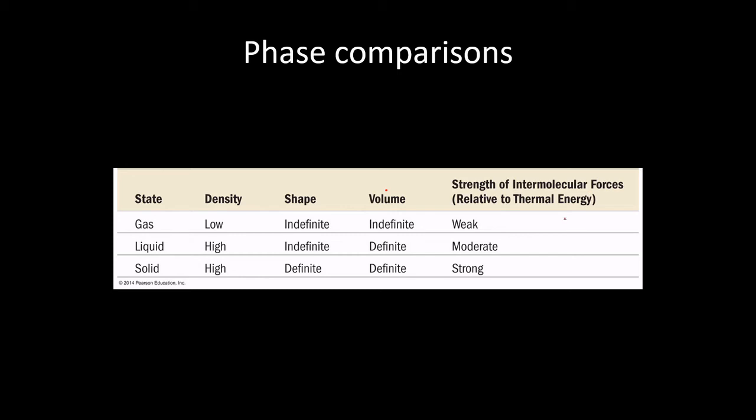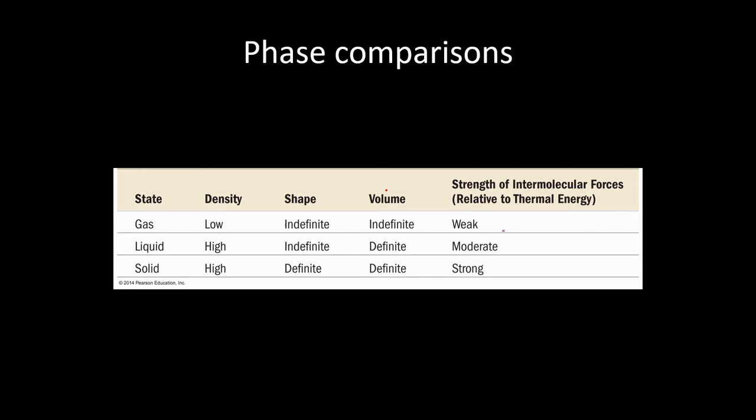Similar thing here with the volume. So liquids and solids have definite volumes. They don't expand and contract, just depending on the container that they're in, whereas a gas does. Gases have indefinite volumes. They just expand until they fill the container that they're in.